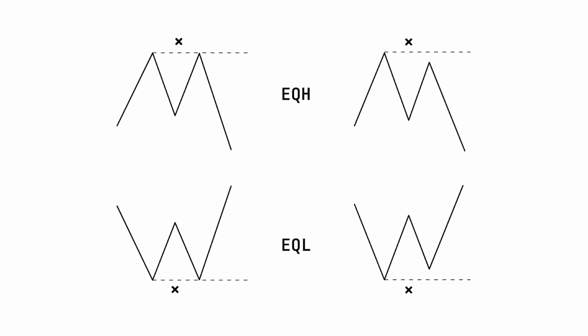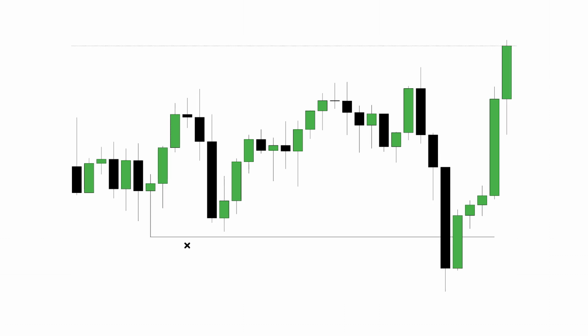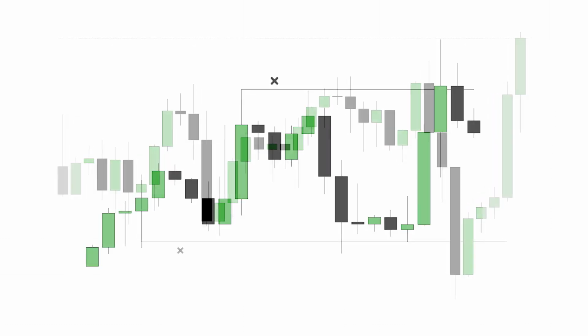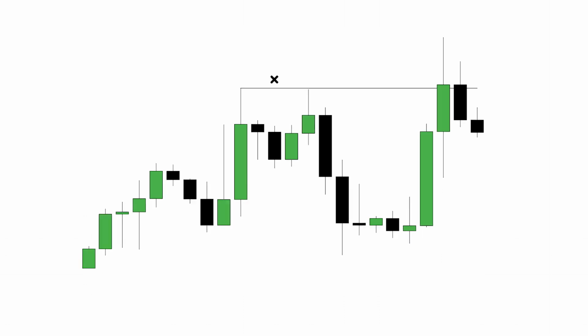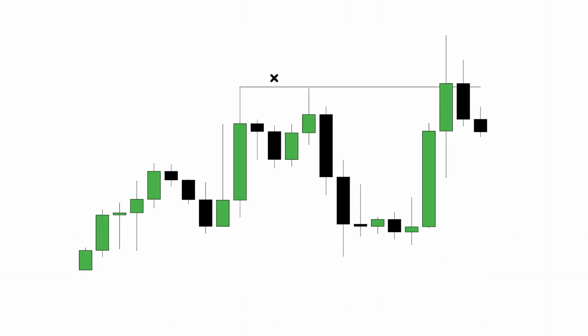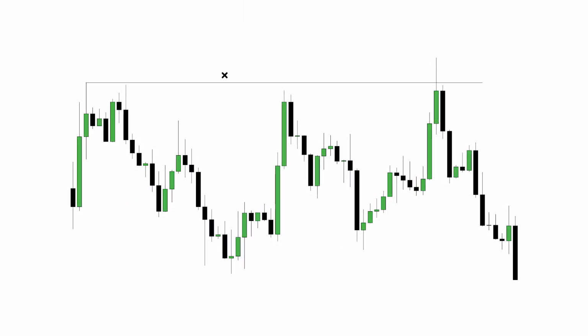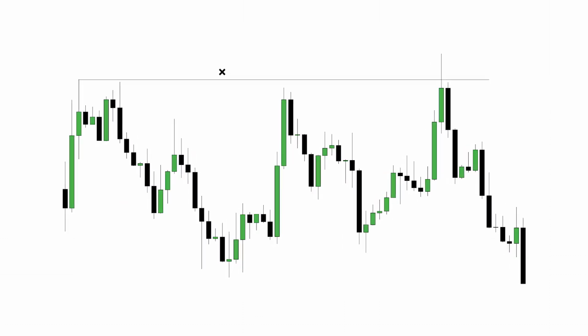The second example is equal lows and highs. This pattern is used in classic analysis and is known as a double top or double bottom. According to classic analysis, it is a reversal pattern, suggesting opening a position in the opposite direction after it forms. However, we view equal lows and equal highs as a cluster of buy or sell orders, acting as a magnet for price and serving as an excellent zone where a large volume of liquidity can enter the market.